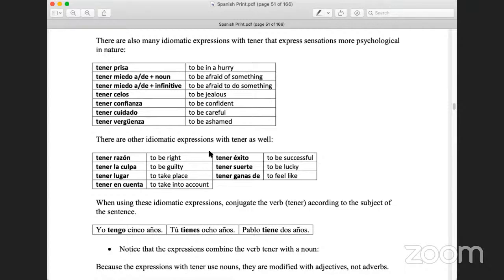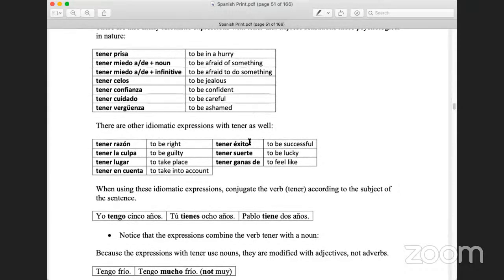Tener cuidado, to be careful. Okay. Tener ver, there you go. I don't know how to say that word. But again, when I make this better, I'll put the phonetic transcripts there.